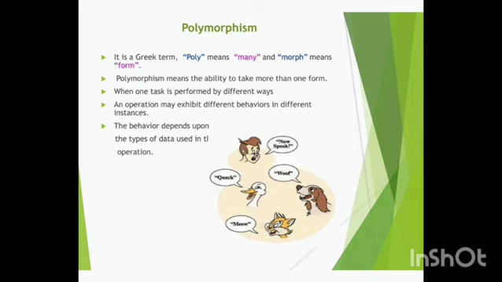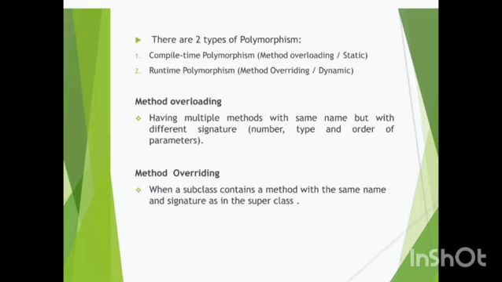So next, polymorphism. Poly is many, morph is form. Polymorphism means the ability to take more than one form. So here are the two types of polymorphism: method overloading and method overriding. Method overloading is having multiple methods with the same name. In method overriding, a subclass contains a method with the same name.